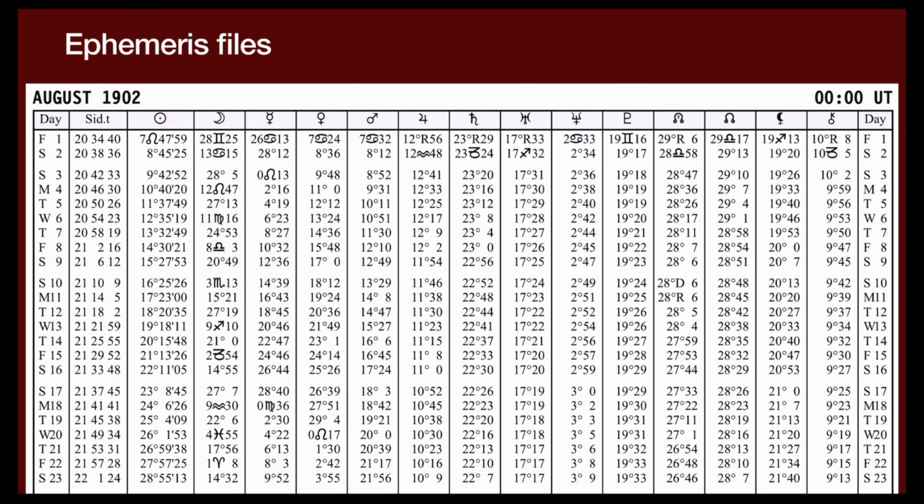Now this is an ephemeris file. Along the top you'll see a number of symbols, so you need to get to know what these symbols mean, and they represent the planets. Now there can be different symbols representing the same planet depending on the source of your information, so you've got to keep a lookout for that.